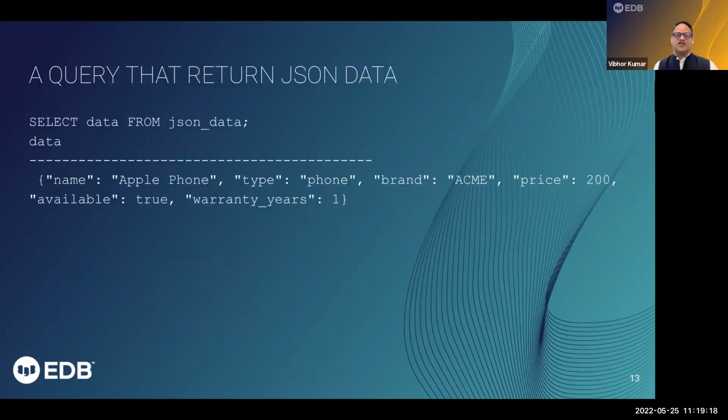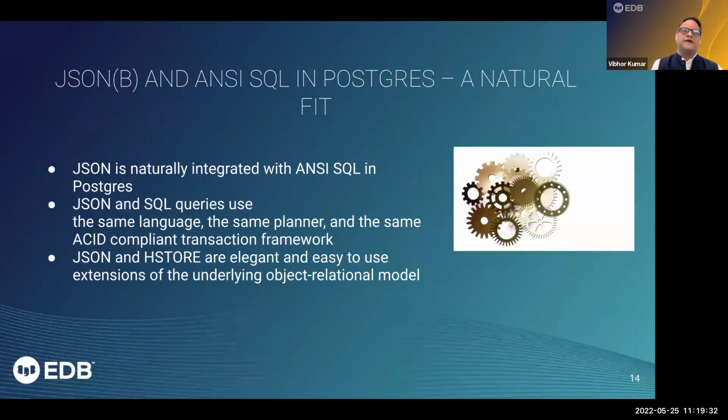And if you want to read this JSON structure, which is stored inside the Postgres database, you can simply use a select statement. Select data from the JSON data table, and immediately you will get whatever you stored in the database using this JSONB data type, right? As you can see from the previous two examples, JSON is very well integrated with ANSI SQL in Postgres, right?